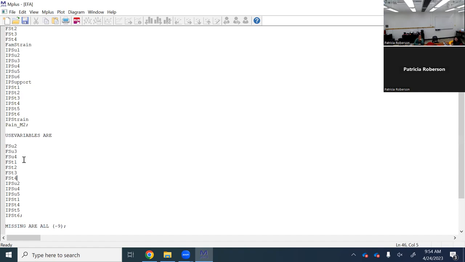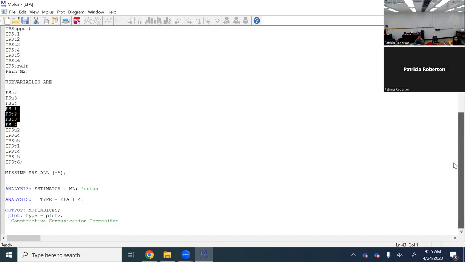So what I have here is family support. I know that there are four subscales here: family support, family strain, intimate partner support, intimate partner strain. I always code my missing values as negative ice. So for the analysis, you don't actually need two of these, I just put them.